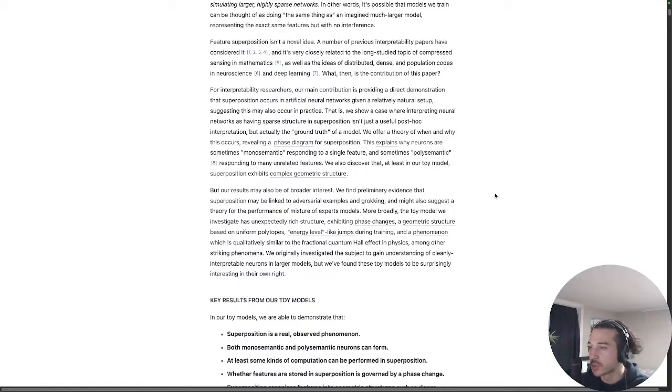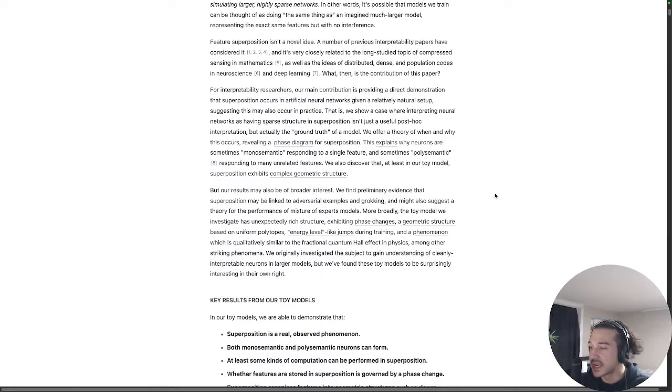But our results may also be of broader interest. We find preliminary evidence that superposition may be linked to adversarial examples and grokking, and might also suggest a theory for the performance of mixture of experts models. More broadly, the toy model we investigate has unexpectedly rich structure, exhibiting phase changes, a geometric structure based on uniform polytopes, energy level-like jumps during training, and a phenomenon which is qualitatively similar to the fractional quantum Hall effect in physics, among other striking phenomena.